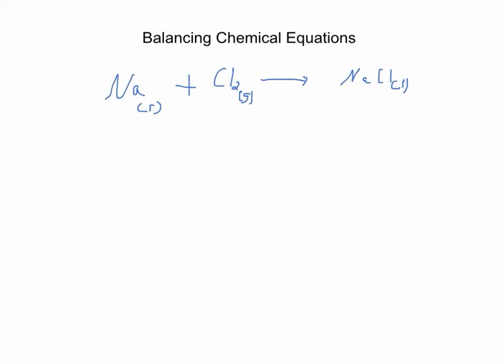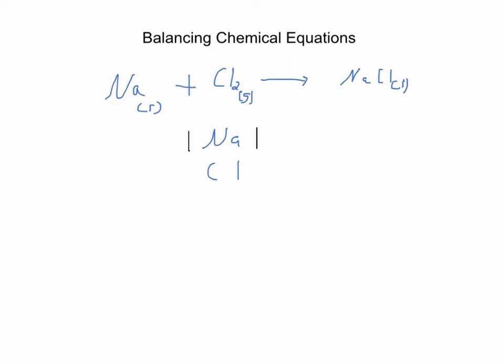So the way we balance is we're going to write a list of elements that are in our equation. So I see sodium, I see chlorine, and that's actually it. I'm then going to keep track of how many elements are on each side. So how many sodiums do I have on the left? Well, here's my sodium. There's no number there, so I just have one sodium. And on the right, in this compound, I also only have one sodium.